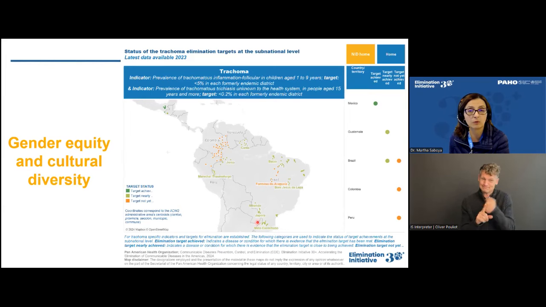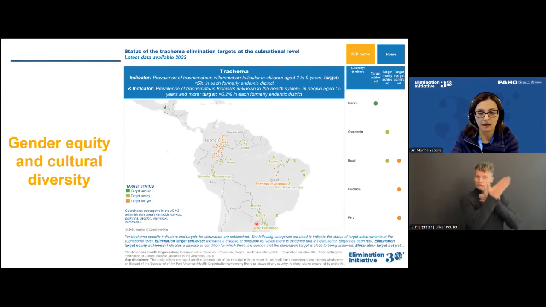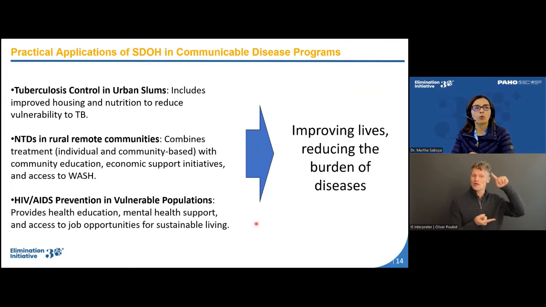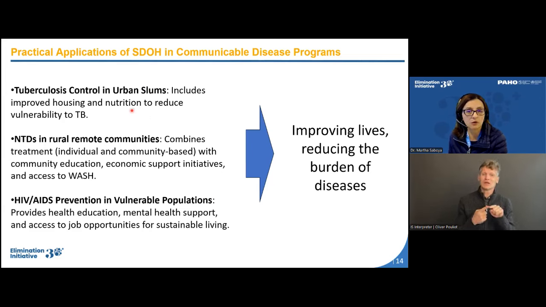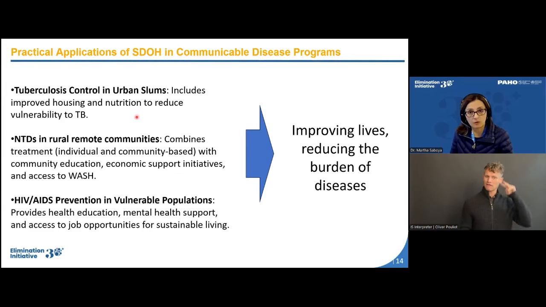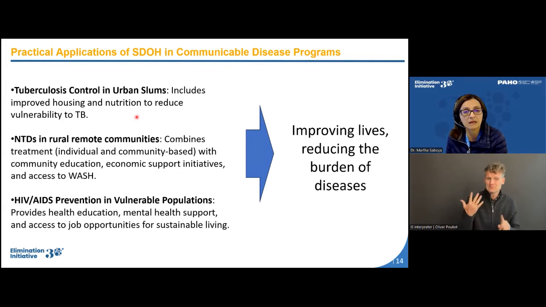But in other areas, we have been able to work with countries to reduce the prevalence of trachoma. So when we are talking about practical applications of social determinants of health to accelerate the elimination of communicable diseases, we are talking about things that are not only related to medical interventions. If we want to accelerate the elimination of tuberculosis, for example, in urban slums, we need to talk about how we are going to improve access to health, safe houses, and nutrition, which are key components to eliminate tuberculosis in the region of the Americas.